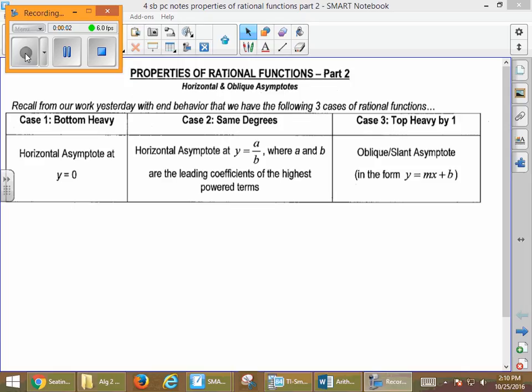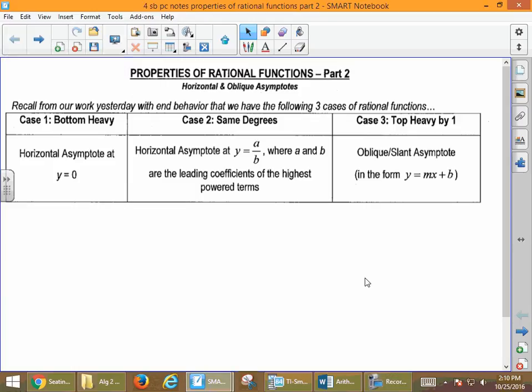So we're looking at properties of rational functions today, and more specifically, we're going to be exploring the horizontal and the oblique asymptotes a little bit more in depth. But we're not going to forget about our vertical asymptotes or the removable discontinuity. We're just going to add these into it. And we have our bottom-heavy situation when we have a degree that's bigger in the denominator than we have in the numerator. Then we have a horizontal asymptote at y equals 0.